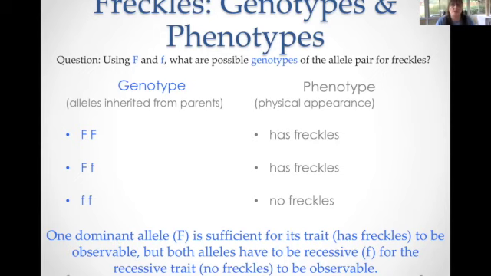So now look at the phenotypes. For the homozygous dominant, you see freckles. For the heterozygous, you see freckles. Why? Because you have that one dominant gene in there. Since it is dominant, it will show. And then if you have homozygous recessive, no freckles.